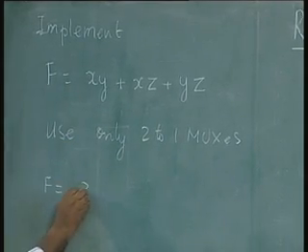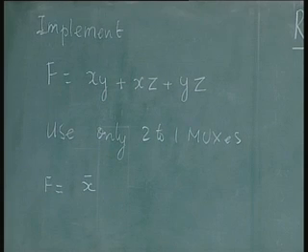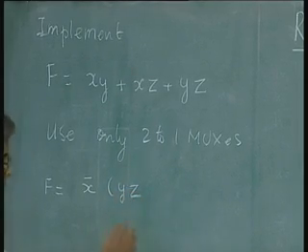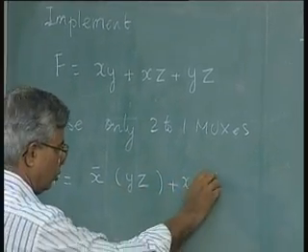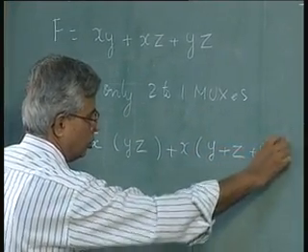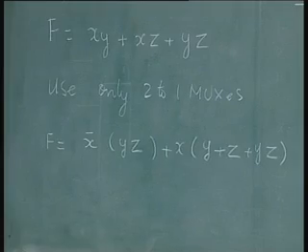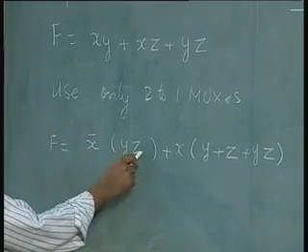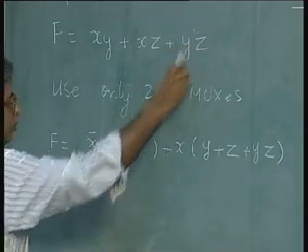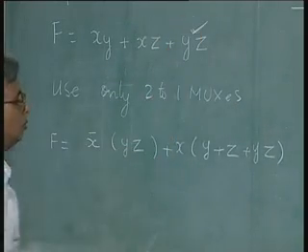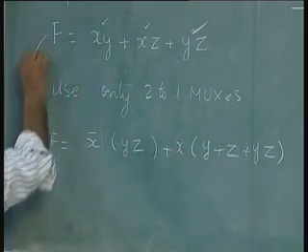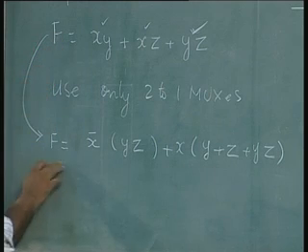Supposing I rewrite this as x bar yz, x yz, yz. Let us see whether it is right. See, this x bar yz combines with x yz to become yz, which is this term. Then there is the xy term, there is the xz term. That means I have succeeded in rewriting this f in this form.